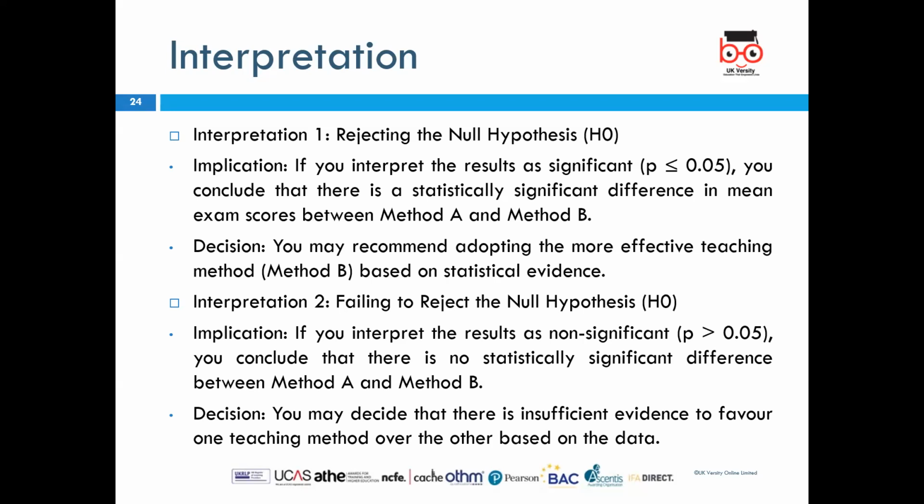And interpretation 2 is failing to reject the null hypothesis, which is if you interpret the results as non-significant, you conclude that there is no statistically significant difference between method A and method B. And you may decide that there is insufficient evidence to favor either method A or method B.